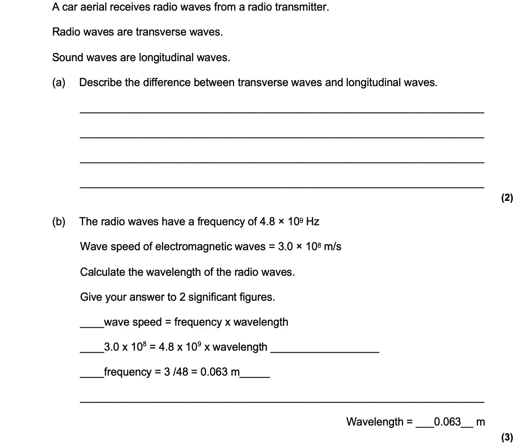Make sure you haven't missed those and type your rearranged answer back into the equation. So type into your calculator 4.8 times 10 to the 9 times 0.063. Check you get 3 times 10 to the 8.